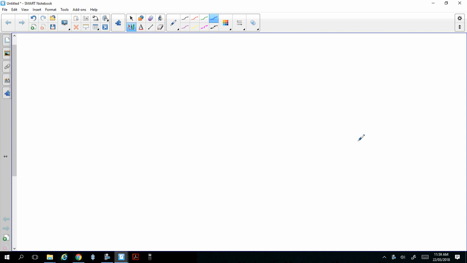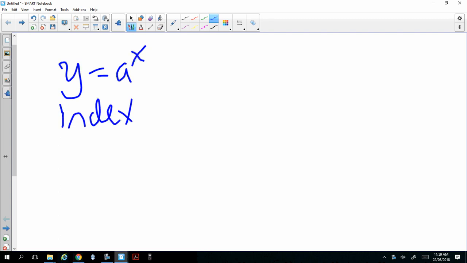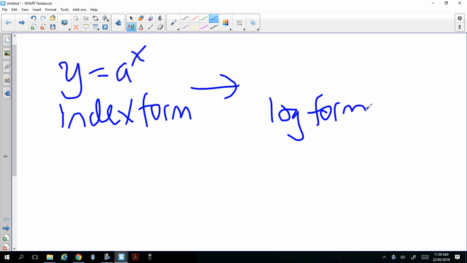Log. So what's a log? If I write y equals a to the power x, this is called the index form. We can write that in log form, right? The log form is, you make x the subject, and you write log base a of y. Okay, that's what we did last lesson.